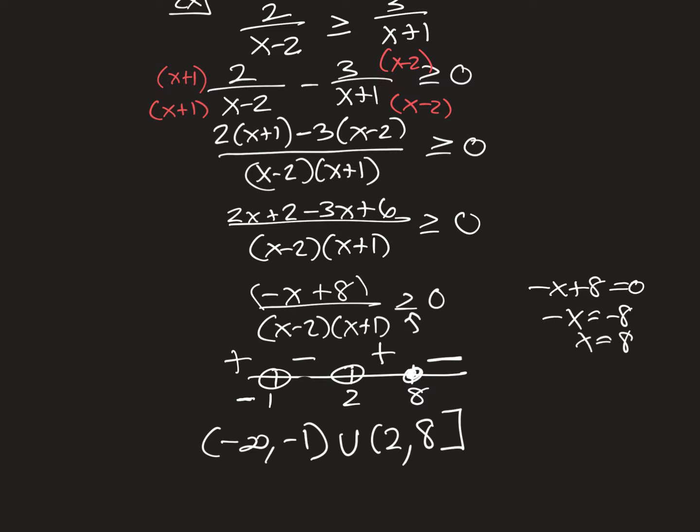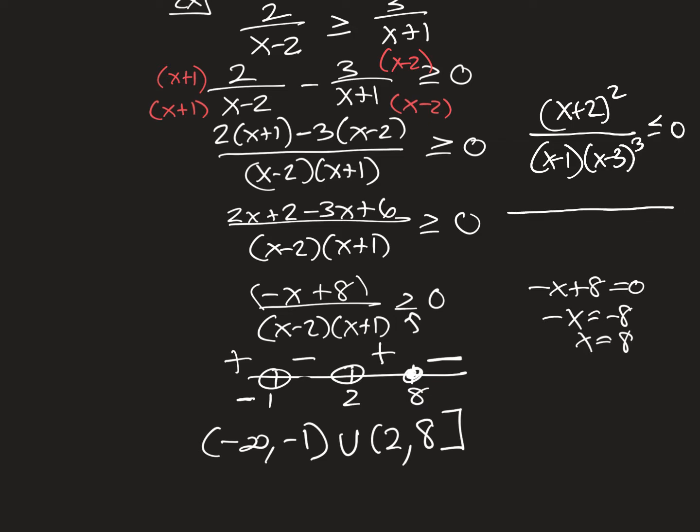The only other thing I'd point out, let's just do it as a side over here, is what if I didn't have everything with multiplicity 1. Say I have (x + 2) squared, (x - 1), (x - 3) cubed, and let's do less than or equal to 0. On my number line, I'm going to put 3, 1, -2. Only the -2, where the numerator equals 0, is a filled-in circle. The others are open circles.